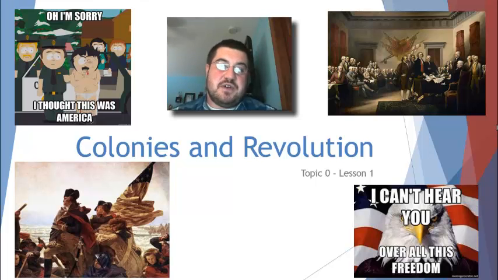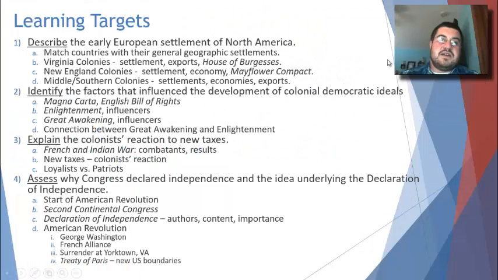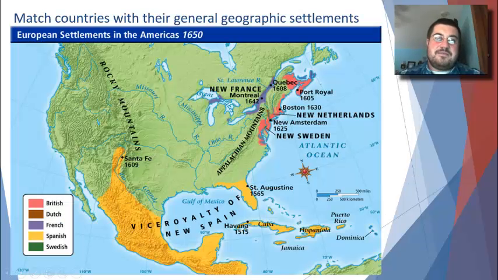Topic 0 is the review. Lesson 1, we're going to talk about the founding of the colonies and the Revolutionary War. So your learning targets for today are to discuss the European settlement of North America, identify the documents and factors that influenced the colonists' democratic ideals, talk about the new taxes that were put on the colonists, and talk about why Congress declares independence and the Declaration of Independence itself.